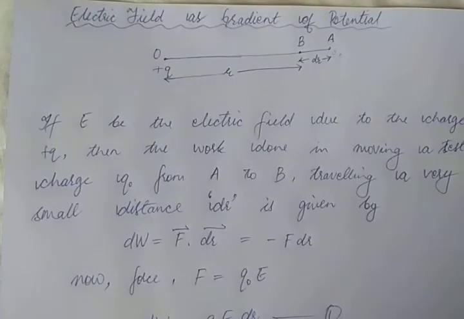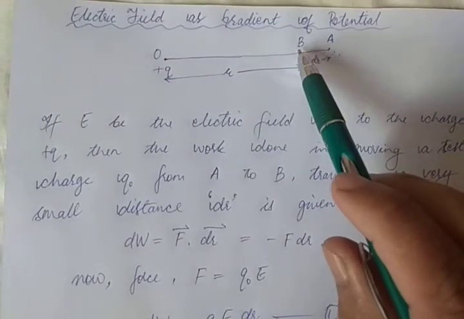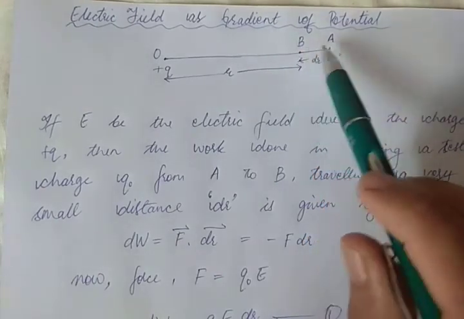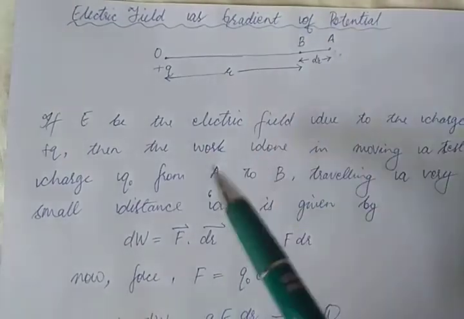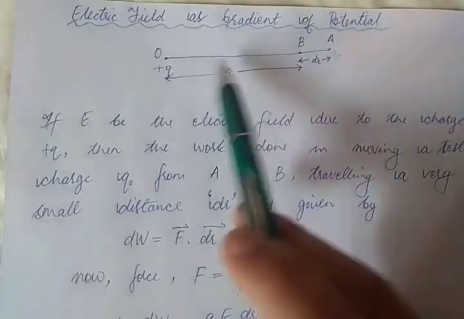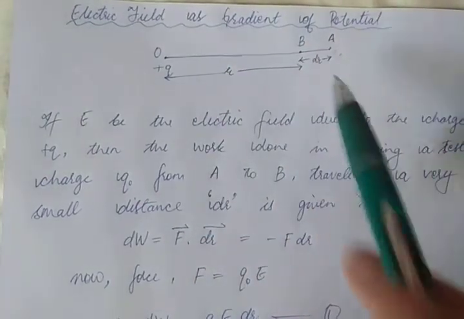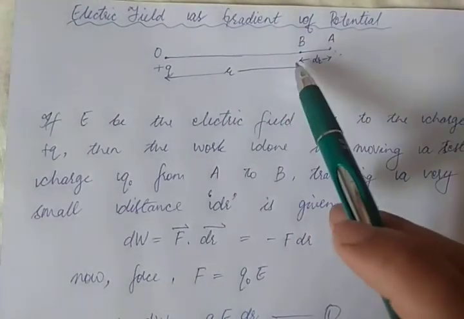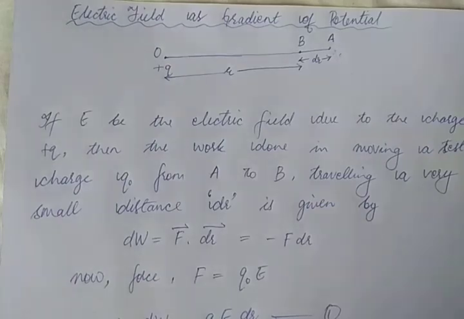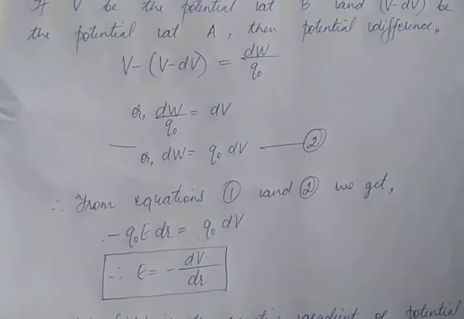So when we move from point B to point A, that is in the direction of the electric field, because the electric field is towards the right hand side in this case, the potential goes on decreasing. That is what the negative sign signifies. So from here we see that the electric field is the negative gradient of the potential, remember.